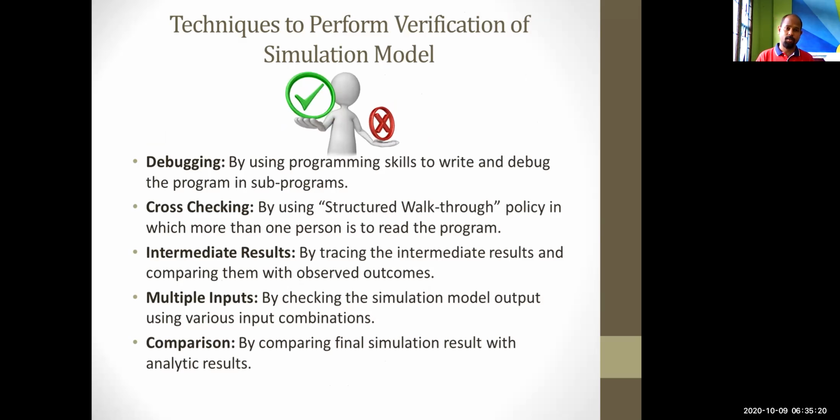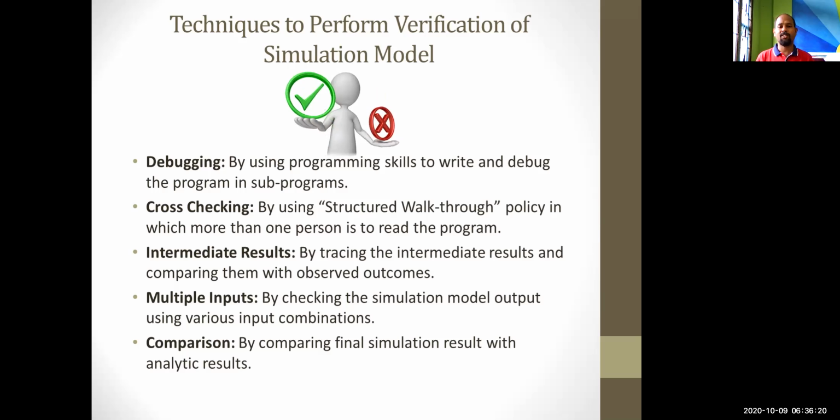Next step is, there are some techniques to perform verification of a simulation model. What are the different techniques to verify a simulation model? Yes, there are various techniques. Some of them are mentioned here. Number one, debugging: using programming skills to write and debug the program in subprograms. Debugging is one of the major parts of any programming. After writing the program, compilation will be done. There will be errors, and errors will be removed by debugging, by checking its logical, semantic, and syntactical aspects.